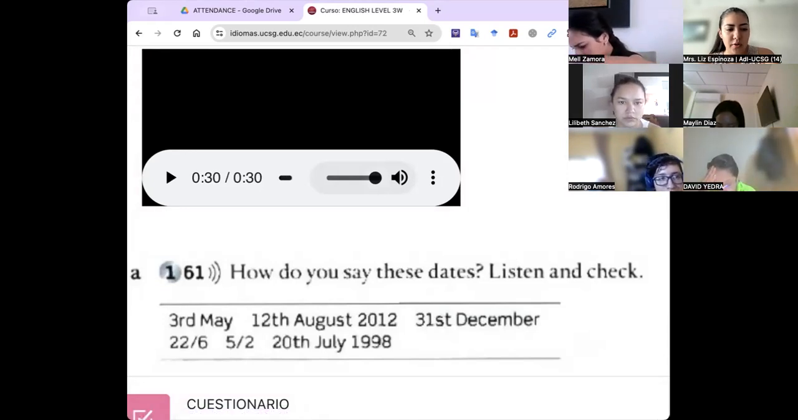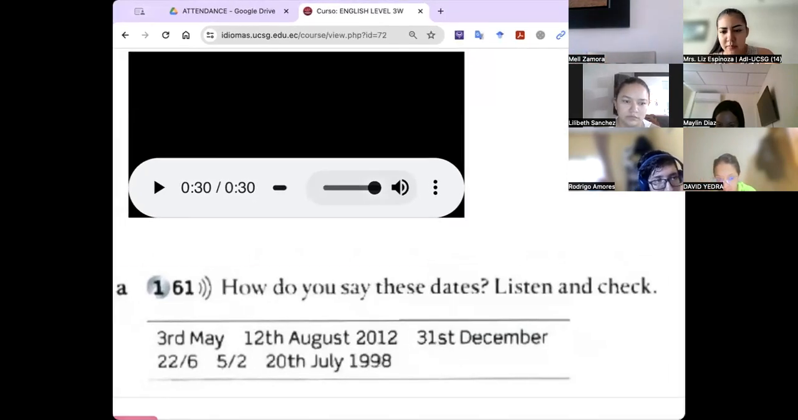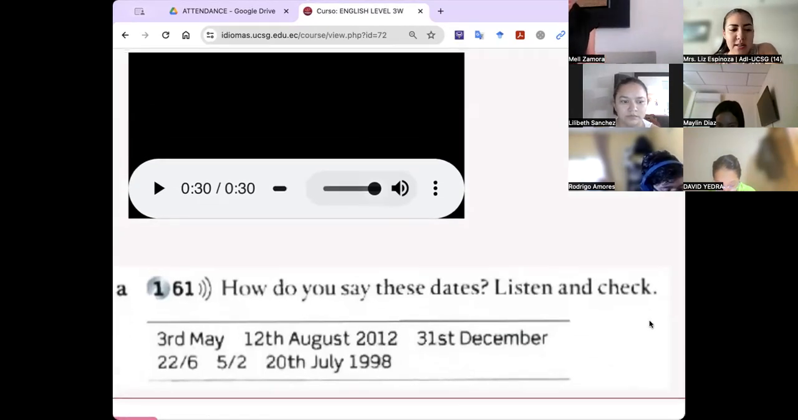Okay, I'm not sure if it is the volume of my computer, but I couldn't listen clearly. Could you listen? Yes or no? More or less. Please tell me. Hold on a minute. Okay. Well, anyway, I'm going to read it out. It says, how do you say these dates? Listen and check. First one says, the 3rd of May. The 12th of August 2012. The 31st of December.